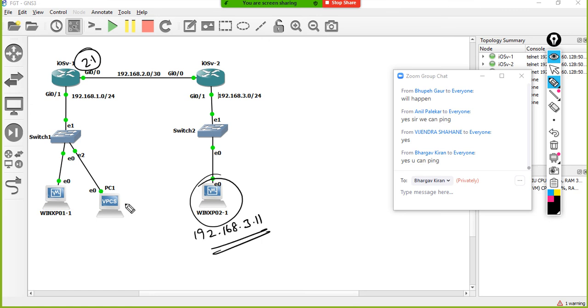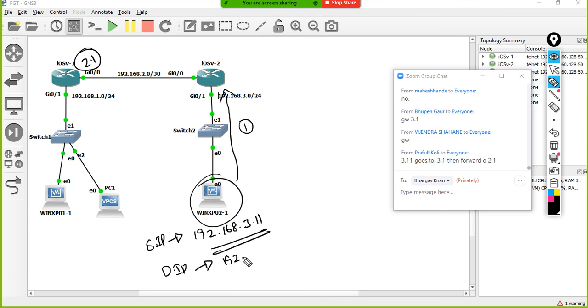Okay. Bhargav, tell me now. First, what will it do? Where will the request go? It will go here first. Then after that, here, who is the source IP? Who is the destination IP? So, once it reaches router 2, does it know about 2.1? It's directly connected. So that's why the request will go there.